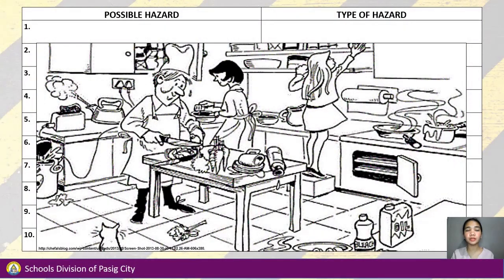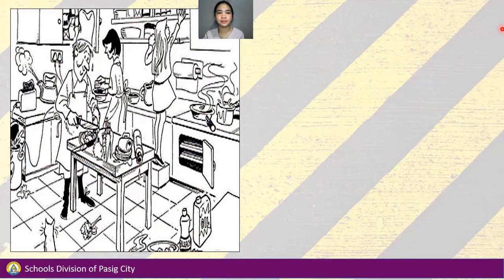This will be the format of your activity. The first column will be for the possible hazard and the second column will be for the type of hazard. Now this will be the picture that you are going to analyze. Look for all the possible hazards in the picture and identify the type of hazard. I will be presenting the possible answers for this activity, but you can check with your teacher other possible hazards that are not on the list.